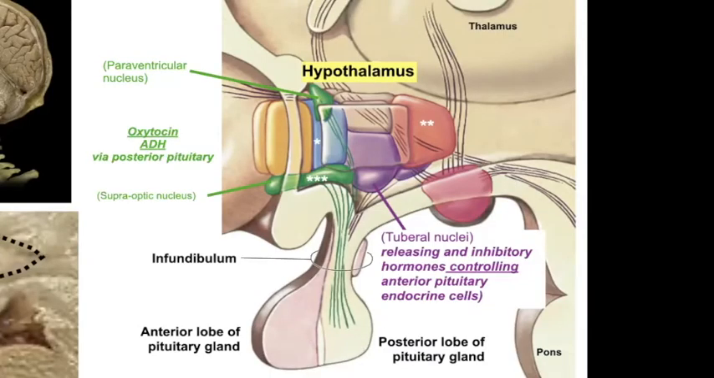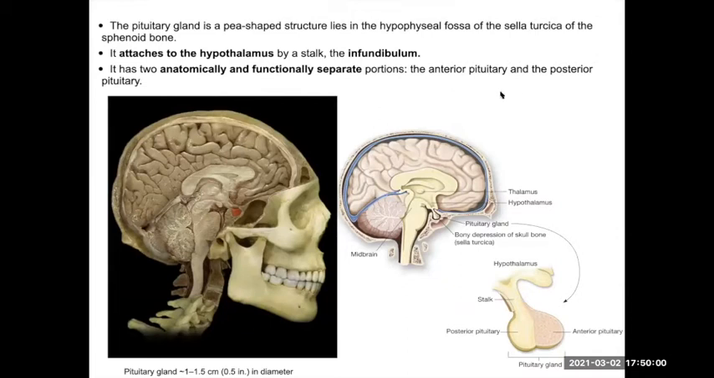So this is your pituitary gland. It's composed of these two parts, anterior and posterior. These are anatomically and functionally separate portions. Again, it's in the sella turcica, right over here. It's that little indent in the sphenoid right there.